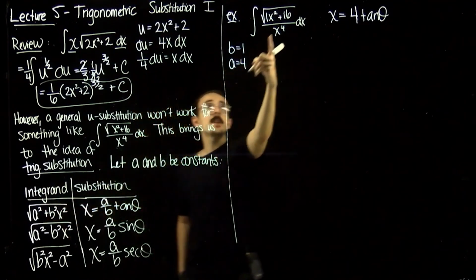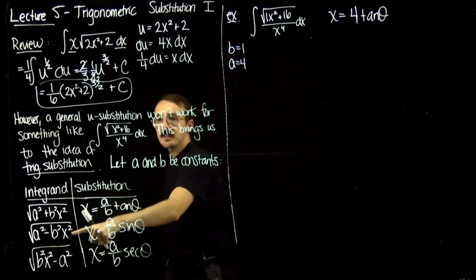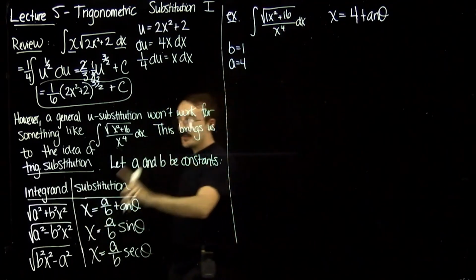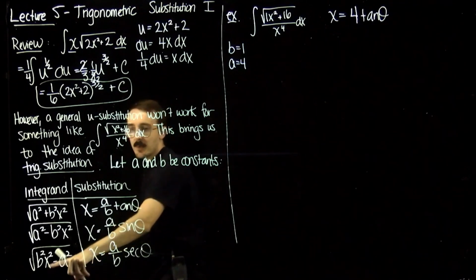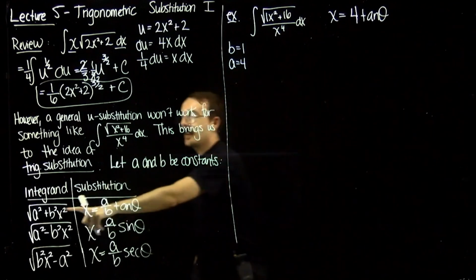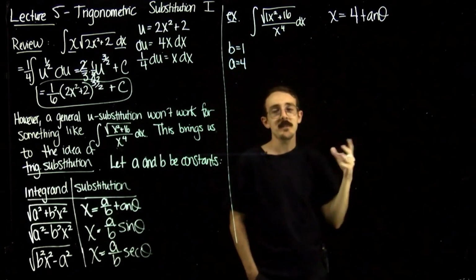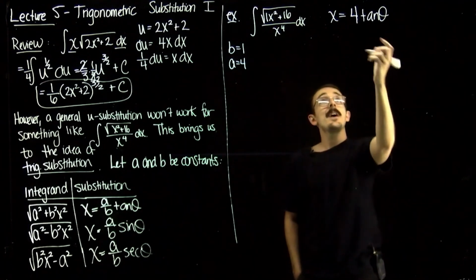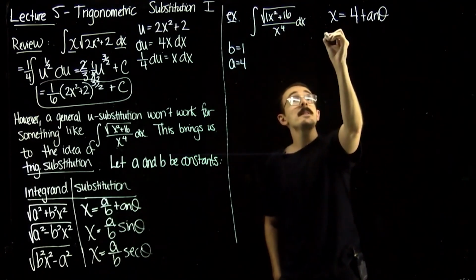So you're just trying to identify which of these 3 cases you're in. If this was a minus, you would have used the last one, because that's x squared minus a squared. But this one's a plus, so you'd use tangent. So that's why it's very key to memorize what you use when. OK, so now from here, I'm going to take the derivative.